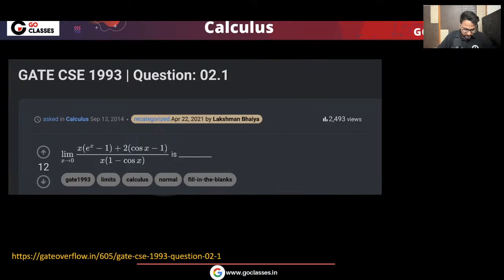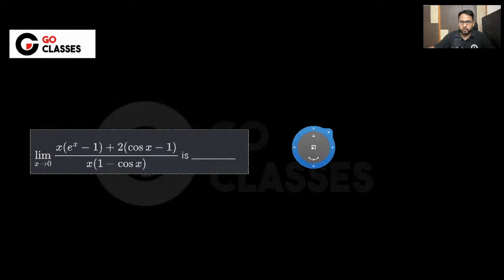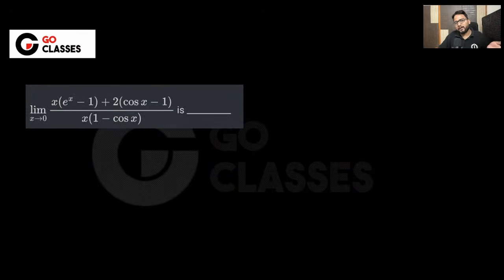Now, this question is saying that you want to find out the limit x tends to 0 of x into e power x minus 1 plus something upon x, right? Maybe I can take this question on the next slide and see how we can solve it. For all of the limit questions, we have seen how to solve: either you apply L'Hopital rule, or you take the log, or maybe use some standard limit. Do you remember there is one standard limit, e power x minus 1 upon x, limit x tends to 0, it is 1.